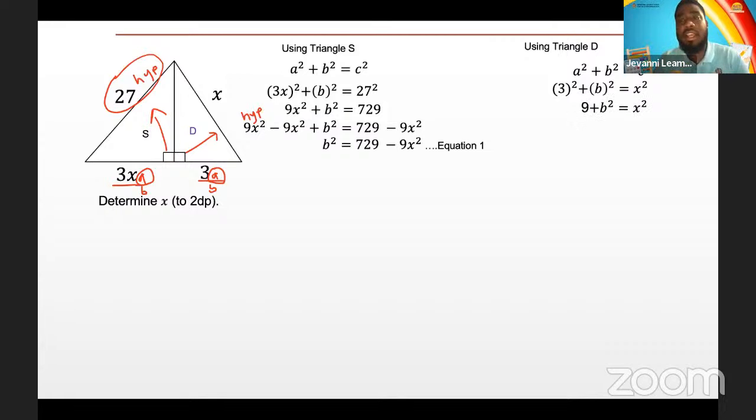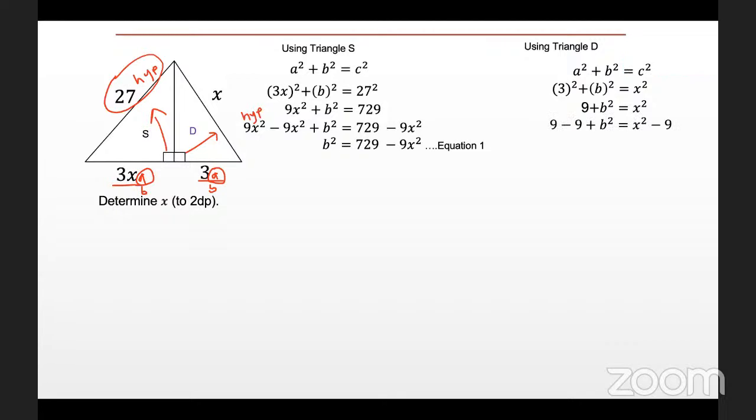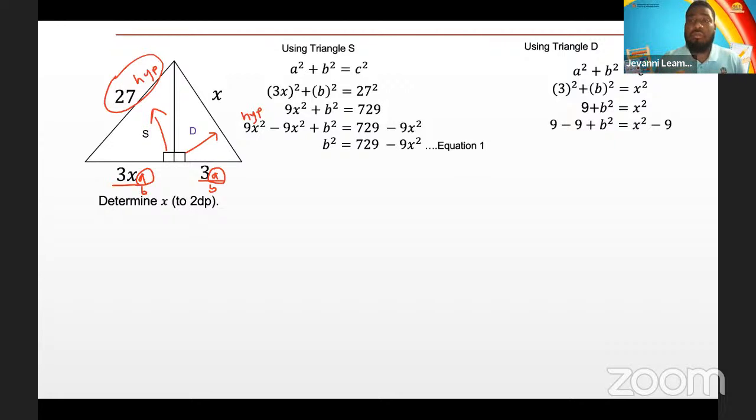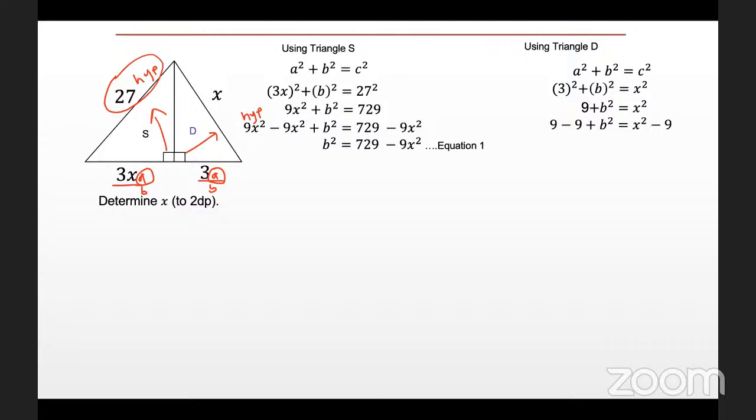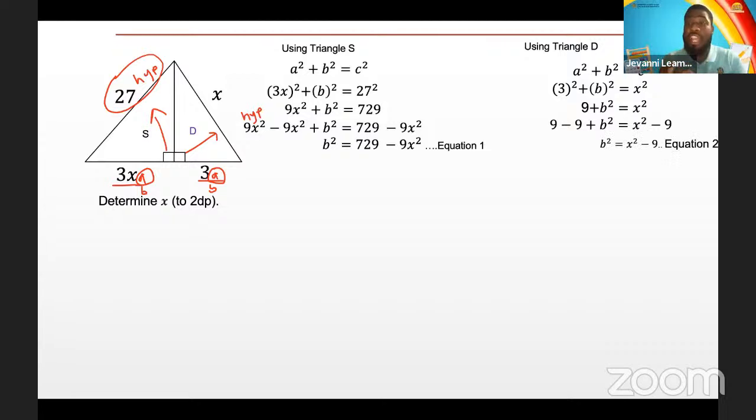So we get 9 added to B squared is equal to X squared. And then we don't want the 9 to be on the left side anymore. We want to transpose for B squared. And notice now we have B squared is equal to X squared minus 9. That's my equation 2, right?